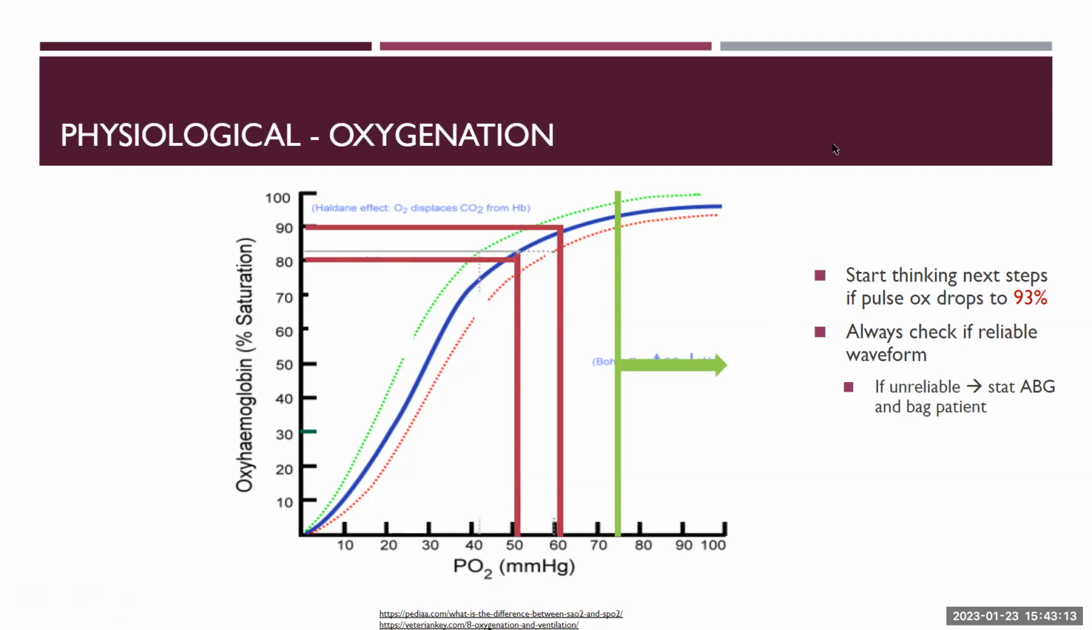But the big thing to know is that if your pulse ox drops, you have other things you should check. Make sure you're having a reliable waveform, that it's not the patient that's causing an issue, but actually the equipment causing you not to have the waveform that you need. And if the waveform's unreliable, you can get a stat ABG and start that process. You can figure out where the patient is, whether it's acidotic or alkalotic.